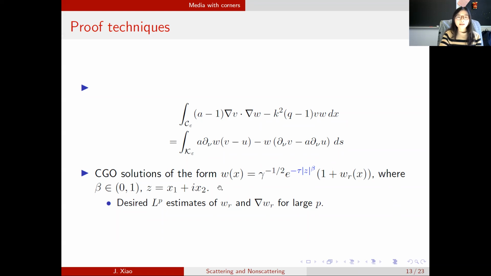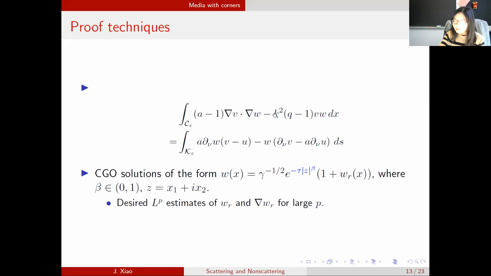to infinity. Of course, in order to deal with this, we also need LP estimates for WR and also the gradients for this term. And we need large P in order to derive the asymptotic behavior for this thing.